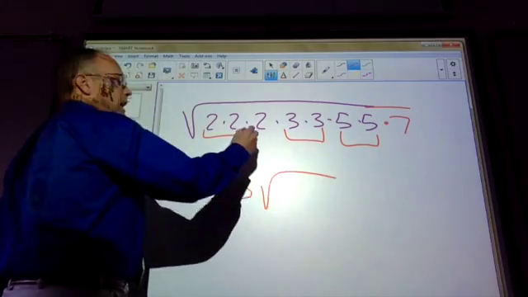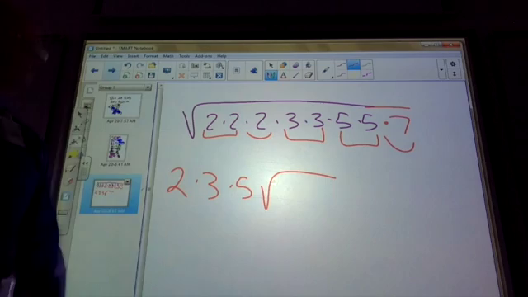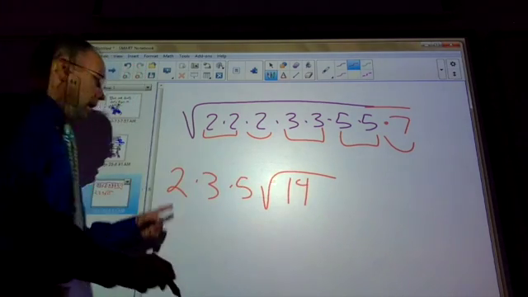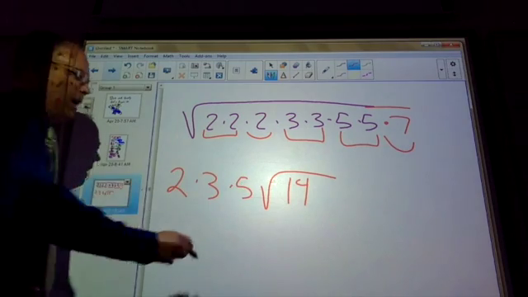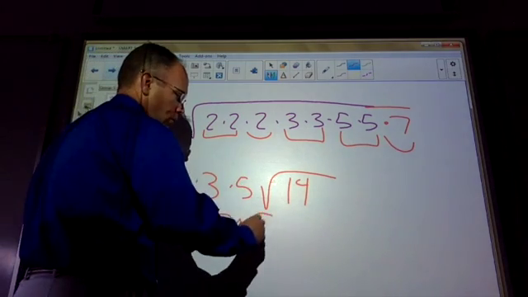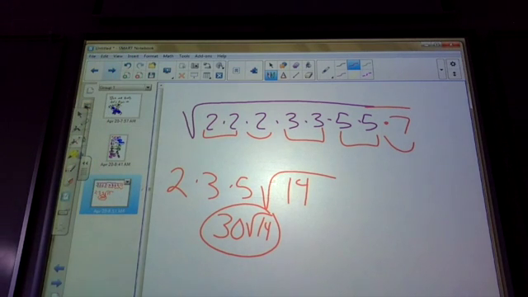What do I have left inside? I have a 2 and I have a 7. So I'm going to multiply those back together. So then I have 2 times 3, which is 6. 6 times 5 is 30. So 30 square root 14 would be how something like this would break down if you broke it down to its prime components. Does that make sense? Yeah. Cool. Other questions from the worksheet?